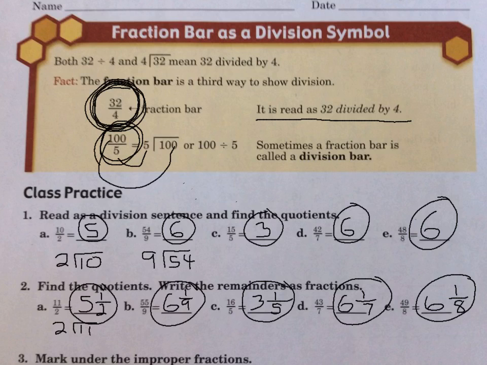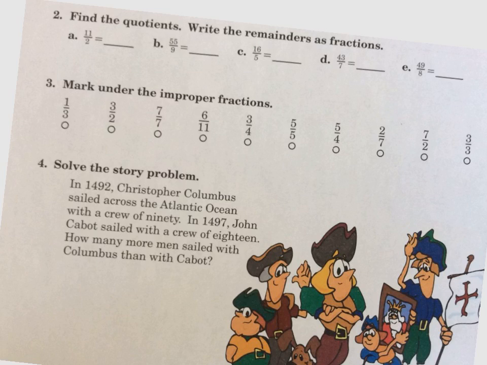Okay, now let's look at number 3. It tells us to mark under the improper fractions. Remember, an improper fraction, the bigger number is on top, or it's the same. Like this one here, it's the same. 7 over 7, so that's an improper fraction. I'll go back to the beginning though.